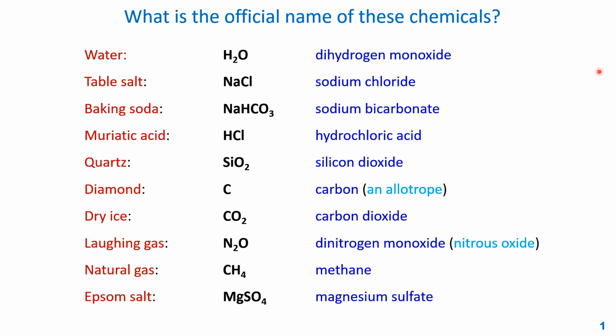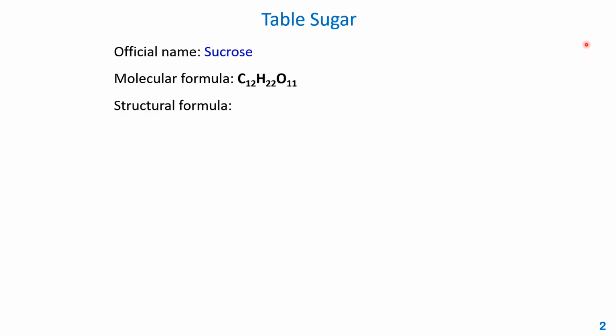Now let's talk about a little more complicated ones. So for example, table sugar. It's a little bit more complicated structure here. Table sugar's official name is called sucrose. The formula includes 12 carbons, 22 hydrogens, and 11 oxygen atoms. And the structure of this table sugar is shown here.